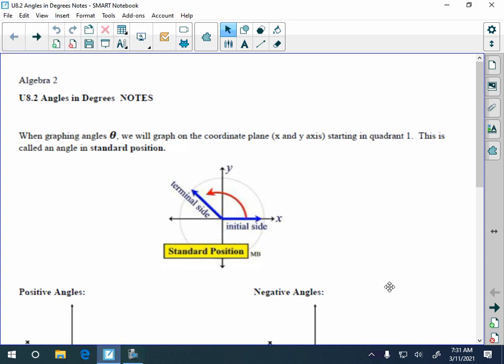All right, Algebra 2, let's continue with Unit 8. So we're on Unit 8.2 today. We're going to look at angles in degrees. So some of this is, again, going to be review from geometry.